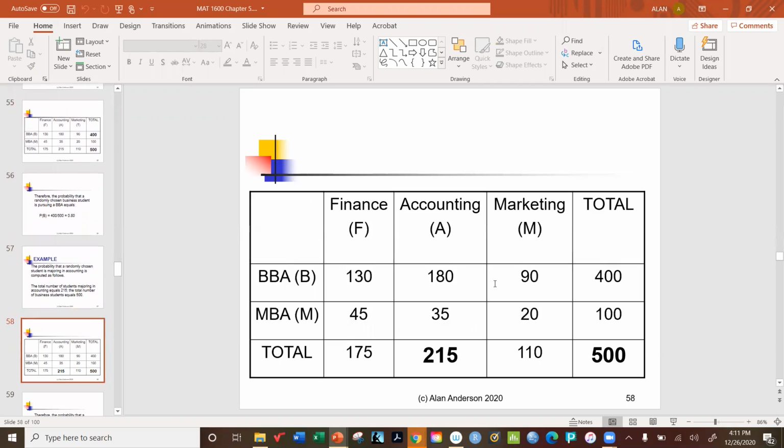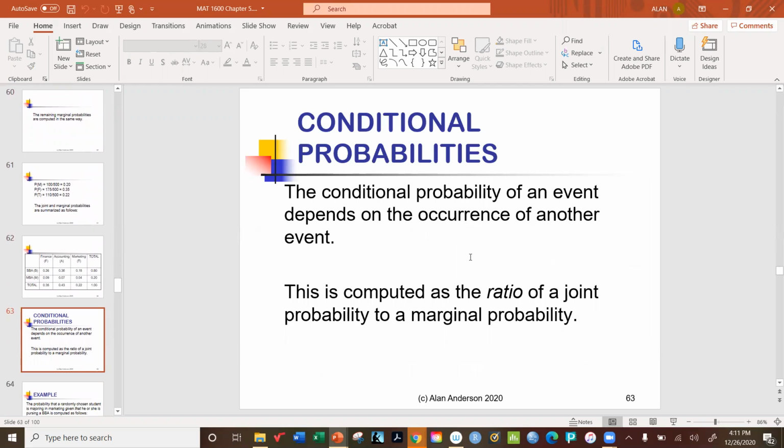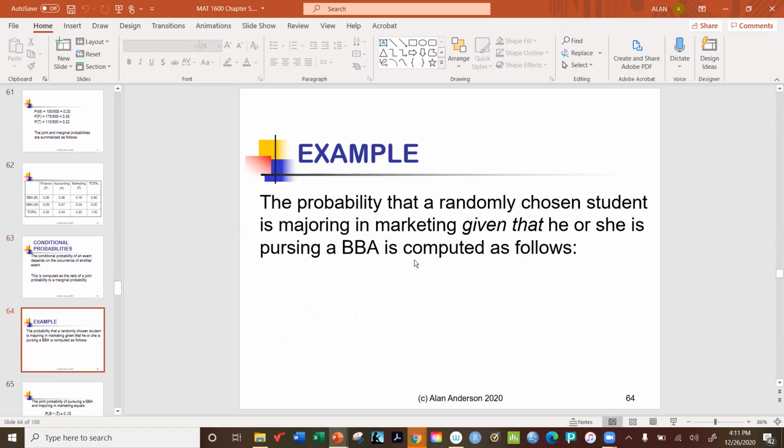And then the most interesting one, the trickiest one, would be the so-called conditional probabilities, which are the ratio, as you can see here, of a joint probability to a marginal probability. For example, what if we pick somebody from the student body who is known to be working on a bachelor's degree, and we want to know the probability that that student is majoring in marketing? So this is very different because now we're told that B is a known event now. And now the question is, what's the probability that this bachelor's student is studying marketing?